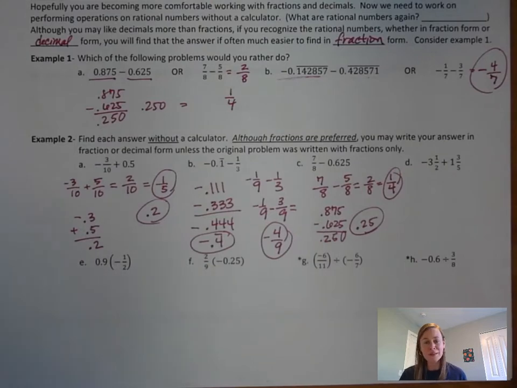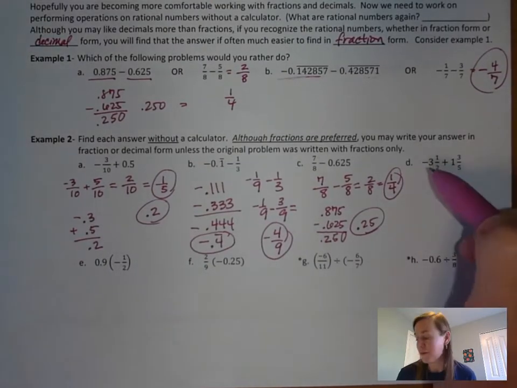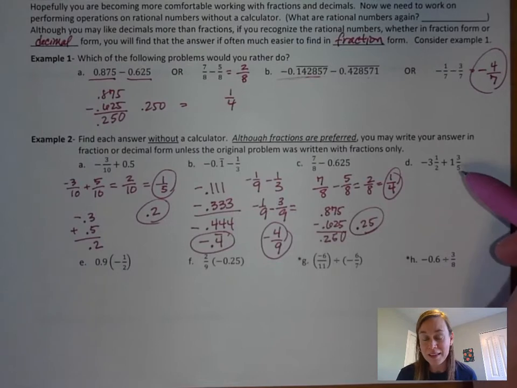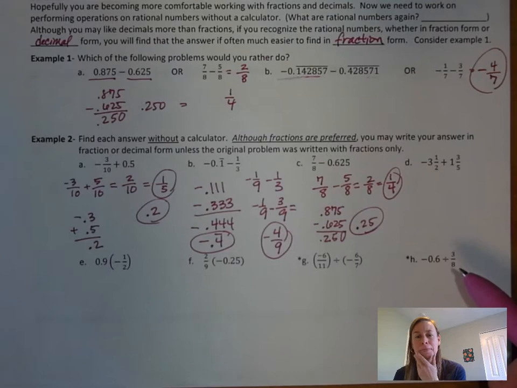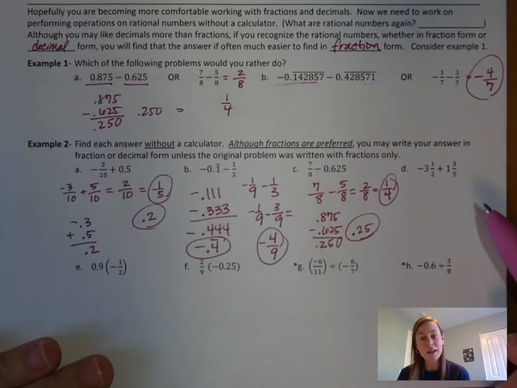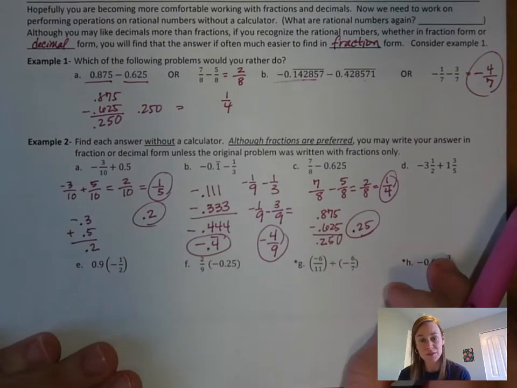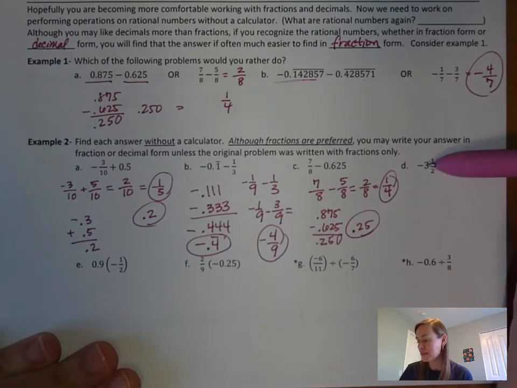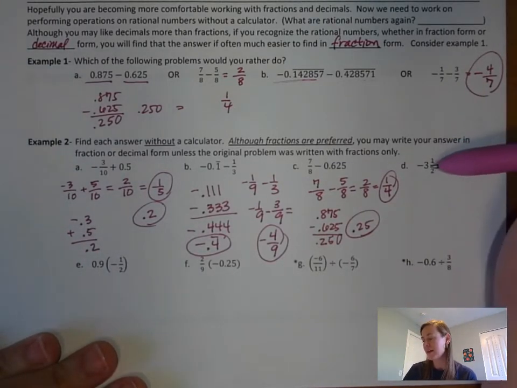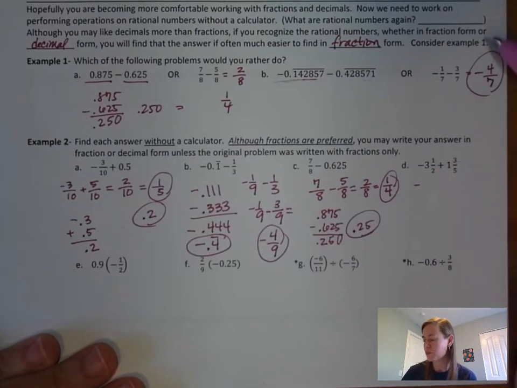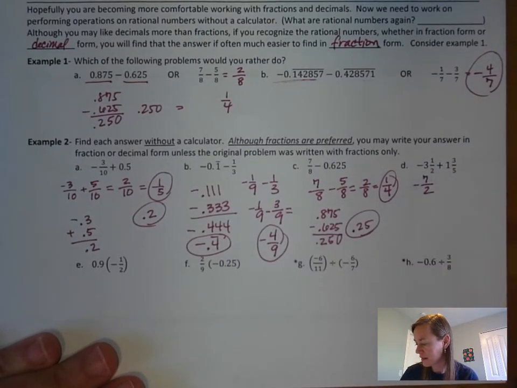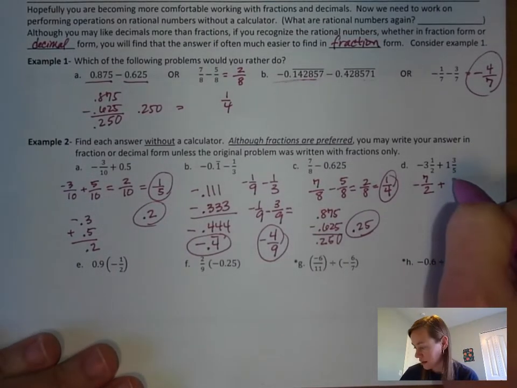Okay, let's go on to part D. So here we have -3 1/2 plus 1 3/5. Let's do the fraction version first. These are mixed numbers, so let's turn them into improper fractions. Actually, I'm saying this in a confusing way. Ignore the negative for a second, just put it out front. 2 times 3 is 6, plus 1 is 7. So you have -7/2 plus, 5 times 1 is 5, plus 3 is 8, so 8/5.